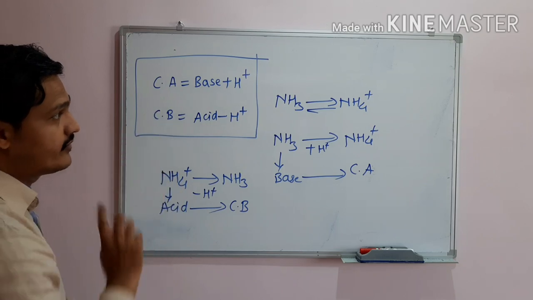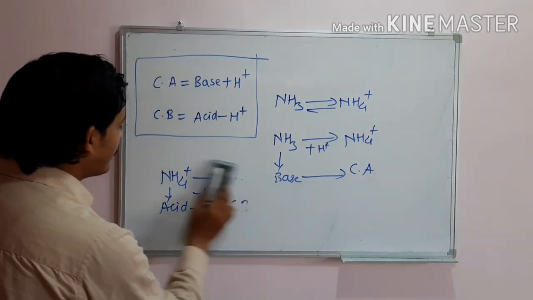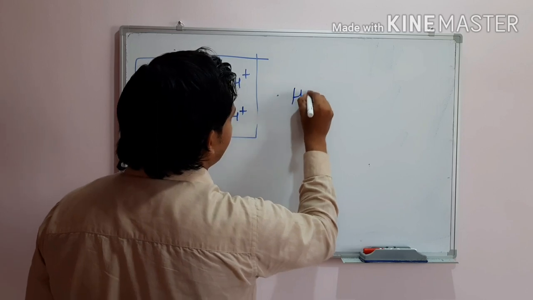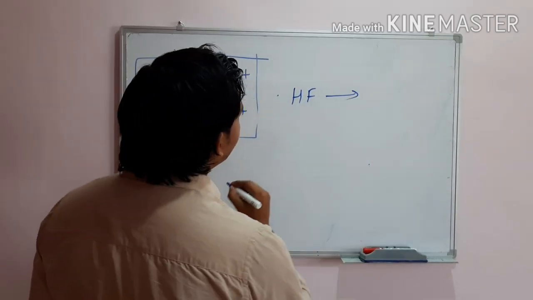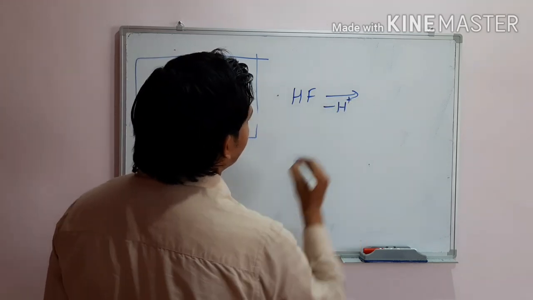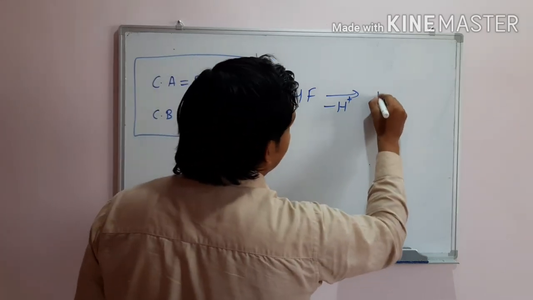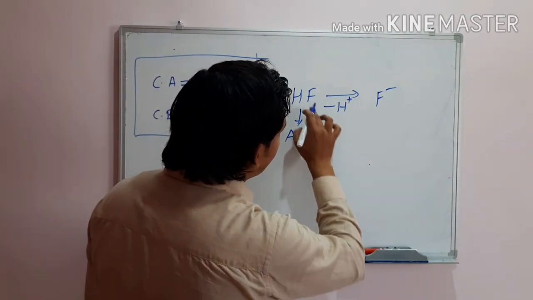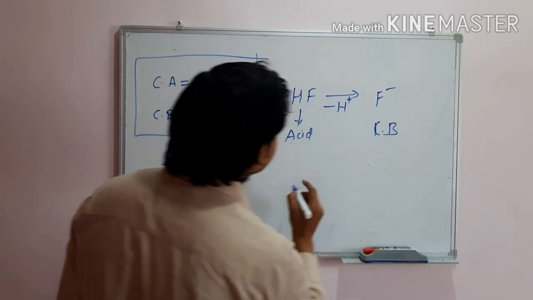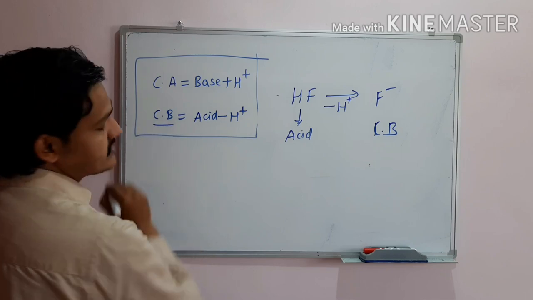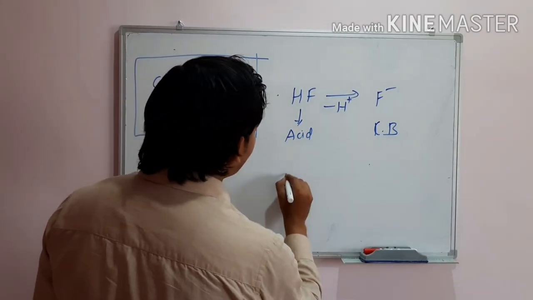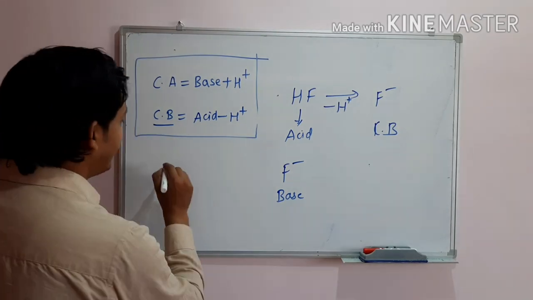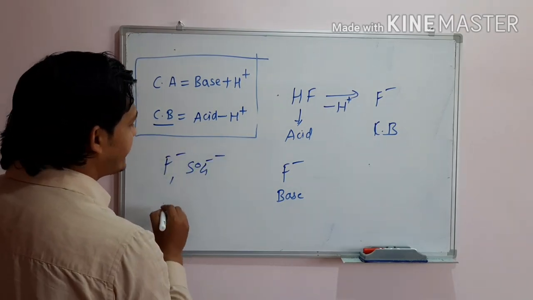These rules are really very important for JEE, NEET and qualifying exams. So, another example I am writing here: HF. If I remove 1 H plus, what will form? F minus. I know HF is an acid. If I remove 1 H plus, it is called the conjugate base. The rule suggests: acid minus H plus gives conjugate base. Then I know F minus is a base, because bases are negatively charged species. I told you earlier, a base is a negatively charged or neutral species.